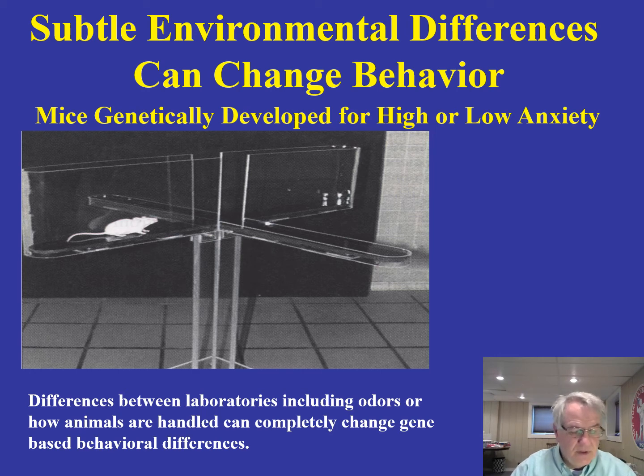For example, one of the things that we can do is we can alter these genetic predispositions by, for example, the amount of time that you handle an animal. If you handle a high anxiety animal a lot, chances are that it's going to become low anxiety. Again, subtle kinds of differences in the environment, like odors, for example, as well, can change that underlying genetic potential.